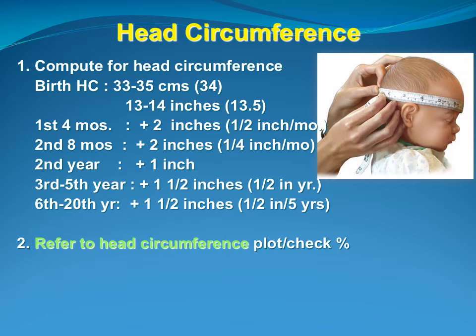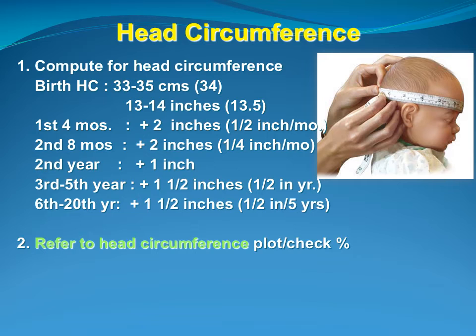So for the first 4 months, there is a growth of 2 inches. That is half an inch per month. For the last 8 months of the year, another 2-inch growth is noted. That is approximately 1/4 inch per month. So for the first year, a total of 4 inches in growth is noted.